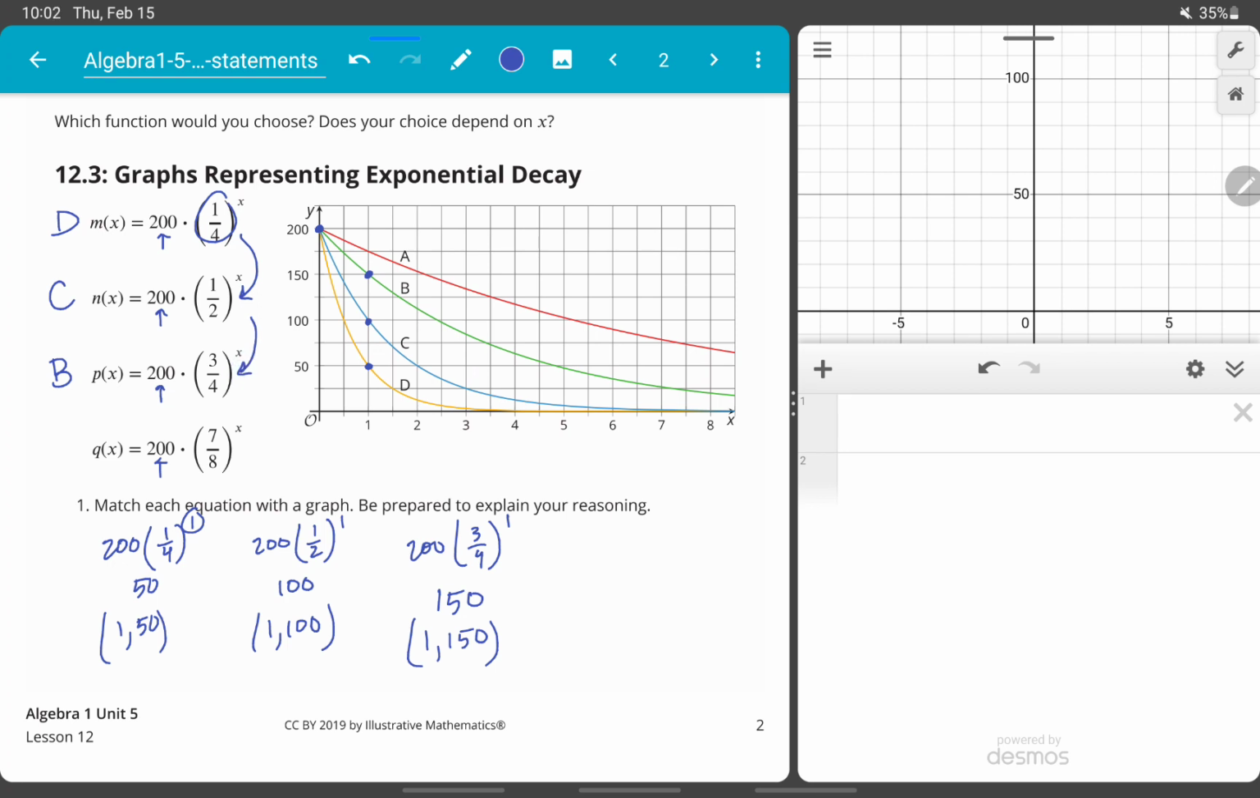And at this point, we could probably use process of elimination, or we could just do the last one and say we're going to do 200 times 7/8 to the first power, which is going to be 7/8 of 200, which is going to be 175. So the point (1, 175) should be on the graph, and that's going to be right there. So this should be A.